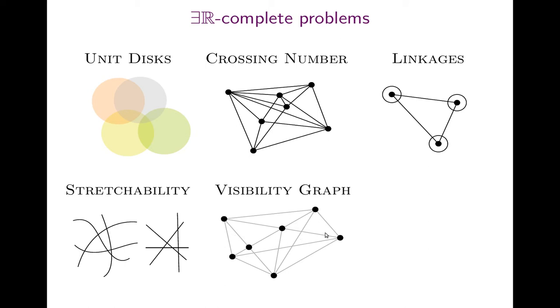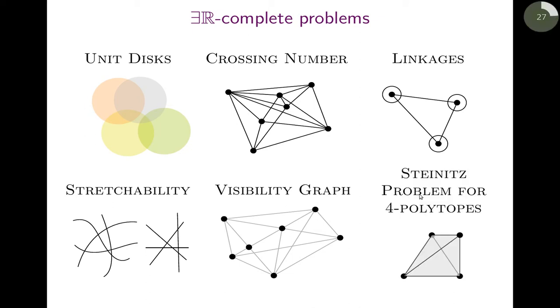Recognition of visibility graphs. So here, what is a visibility graph? You try to represent a graph by points in the plane, and you say any two are neighboring if they can see each other. For instance, this point sees that point, so you put an edge between them, but this point cannot see that point just because there's another point in between. This point is blocking the visibility, so there's no edge between those two. Recognition, if you can find this, again, is existential-R-complete.